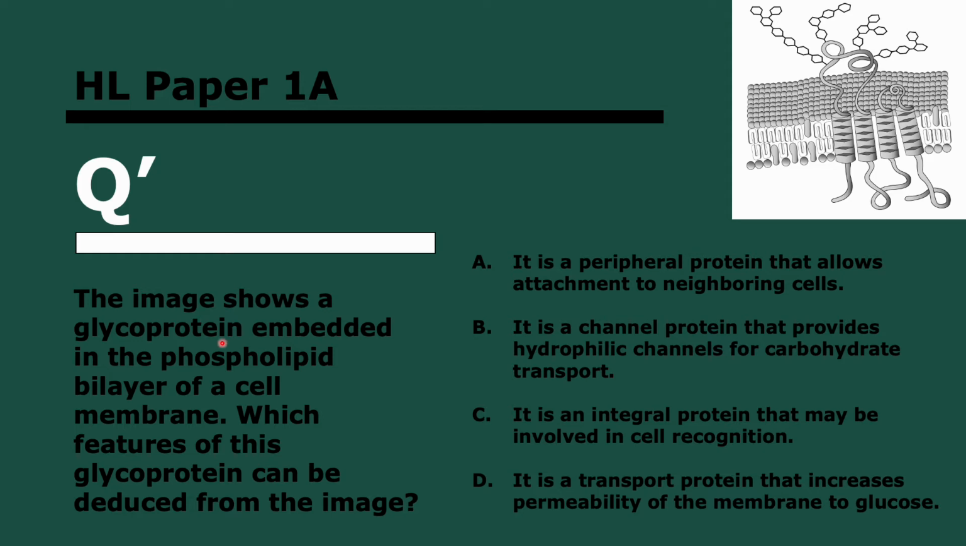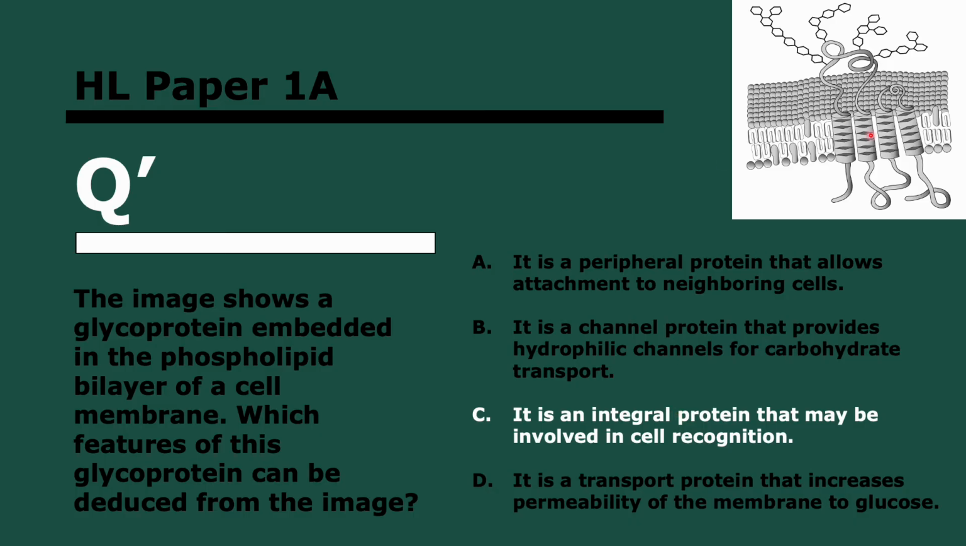So again, another one which was an SL. The image shows a glycoprotein embedded in the phospholipid bilayer of a cell membrane. Which features of this glycoprotein can be deduced from the image? Okay, 3, 2, and 1. All right, so you know it's an integral protein. You can see it's embedded in the actual membrane, right? So it's not peripheral, so A is incorrect.